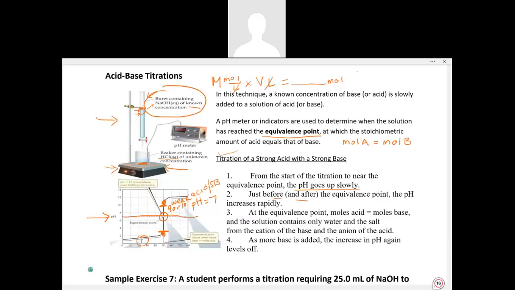And then at the equivalence point, we already know that moles of acid equal moles of base. We're going to use that below. And then as more base is added, the pH tends to level off. So we would take multiple readings here, adding a few milliliters at a time, and we would create this type of titration curve.